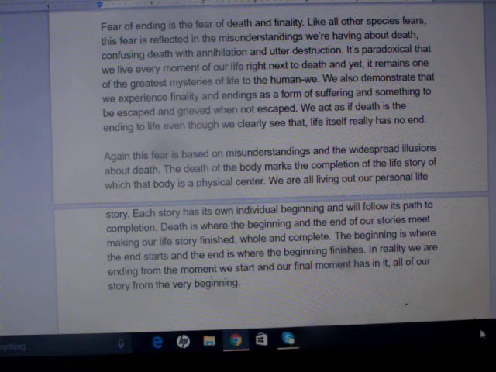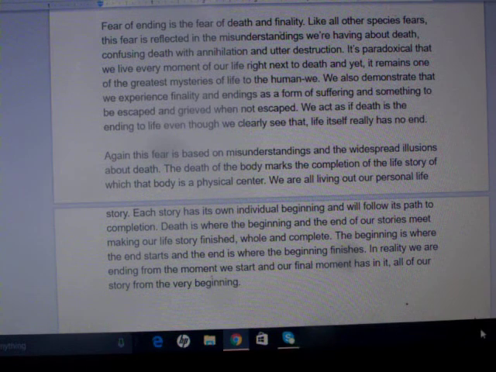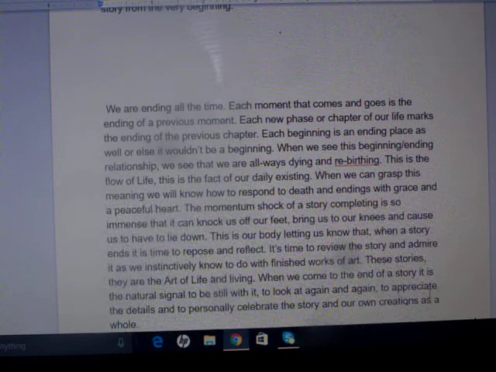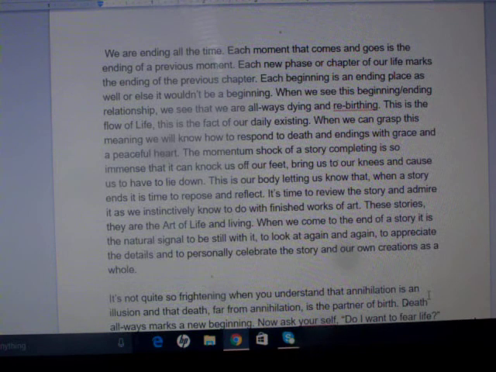Death is where the beginning and the end of our stories meet, making our life story finished, whole, and complete. The beginning is where the end starts, and the end is where the beginning finishes. In reality, we are ending from the moment we start, and our final moment has in it all of our story from the very beginning. We are ending all the time.